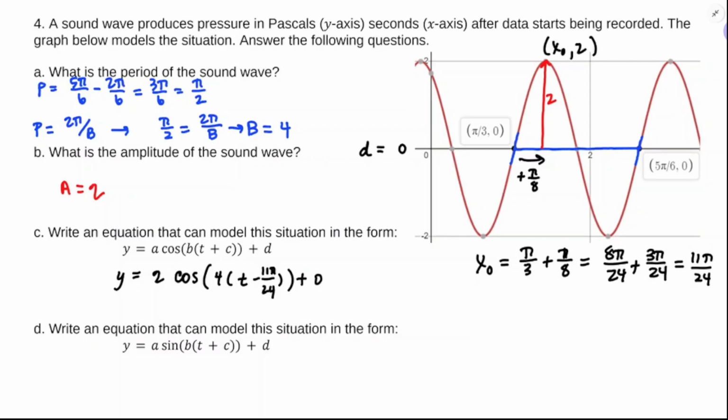That'll work. Okay, and then write an equation in sine that can model the situation. So that'll be a times the sine of b times t minus some number plus d, which was 0. And for sine, we had the place right there labeled where it was coming up. That was pi/3. So I'm just going to put that in there and move on.